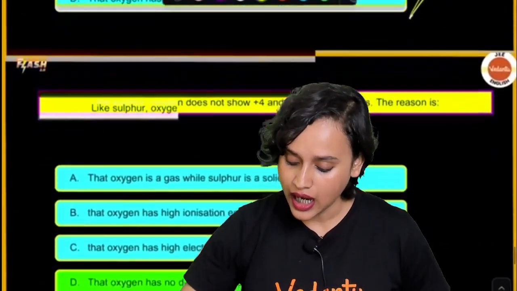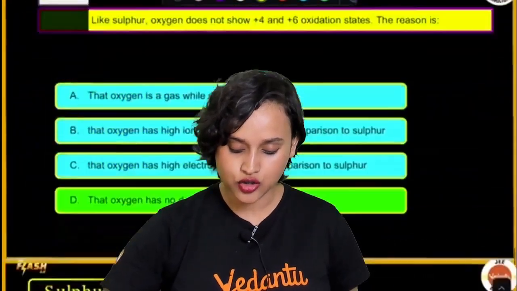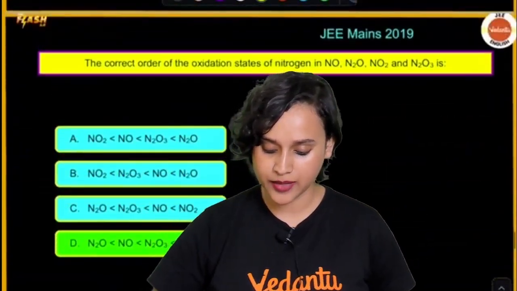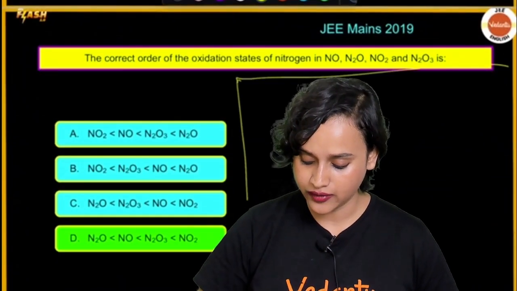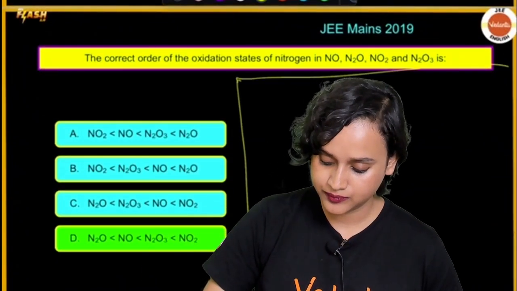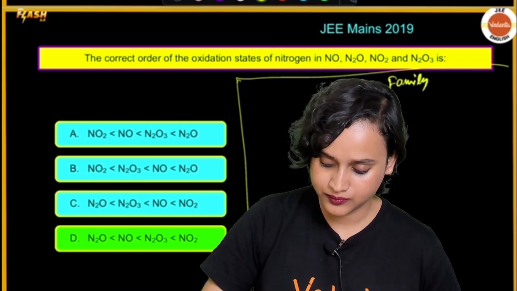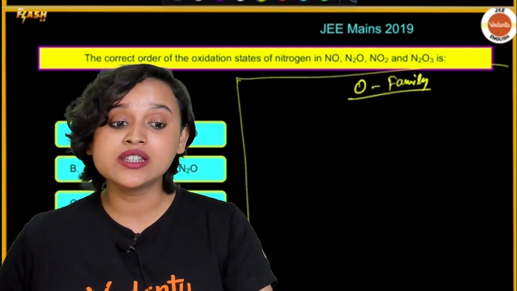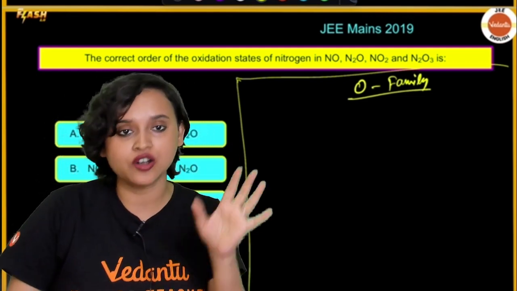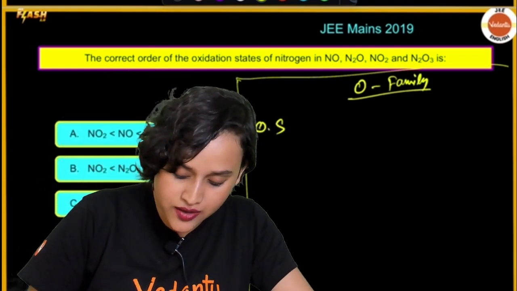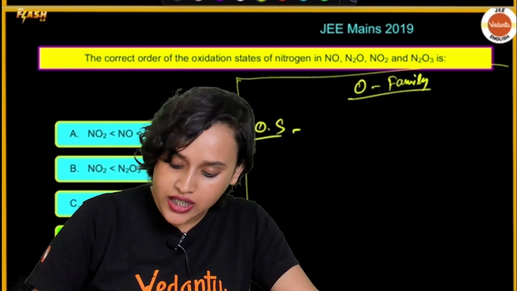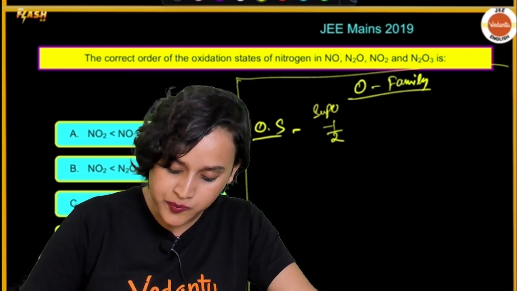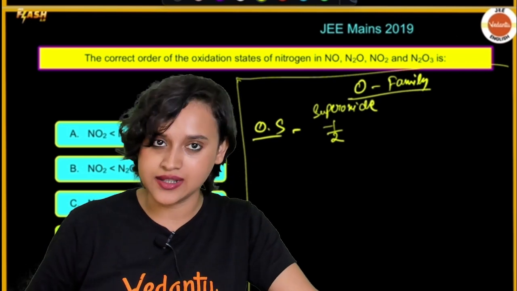Moving on, here are the sulfur allotropic forms. But before that, we have to write down some notes for the oxygen family. Like I told you, oxygen can show many other oxidation states as well. So first, let us talk about the oxidation states. Oxygen can show -1/2 oxidation state in the case of superoxide.